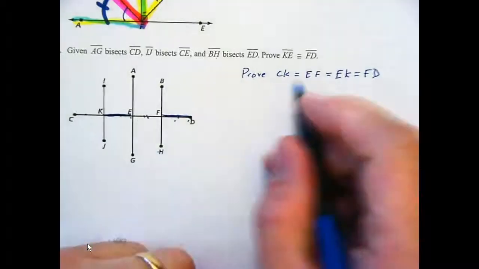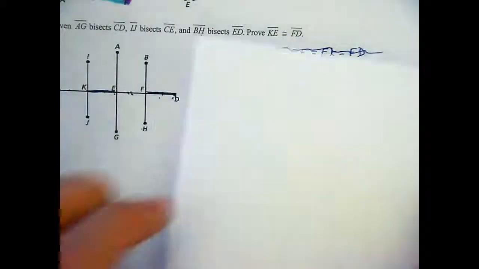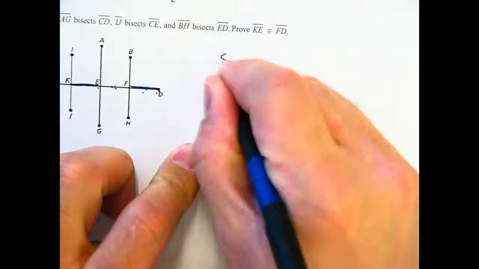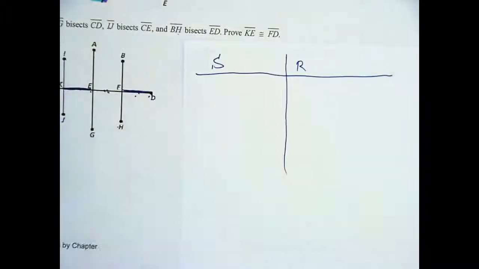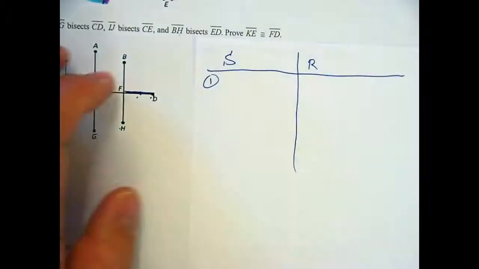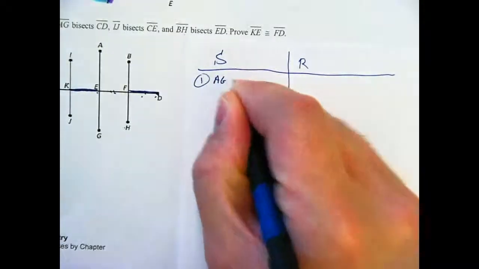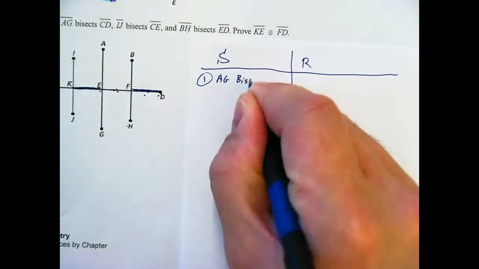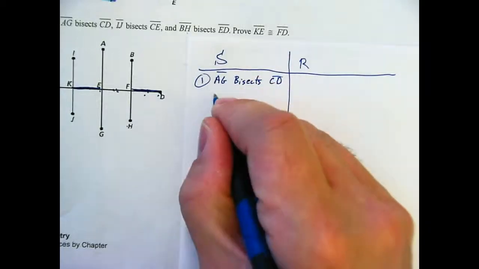All right, well, let's go ahead. I'm going to cross that part out so we don't confuse ourselves. Actually, let me do it on a separate sheet of paper. Our statements, our reasons. First statement, what do we have? AG bisects CD, IJ bisects CE, BH bisects ED, and that is a given. Nathan, is that what you're saying? All right, so we have all of our givens here.